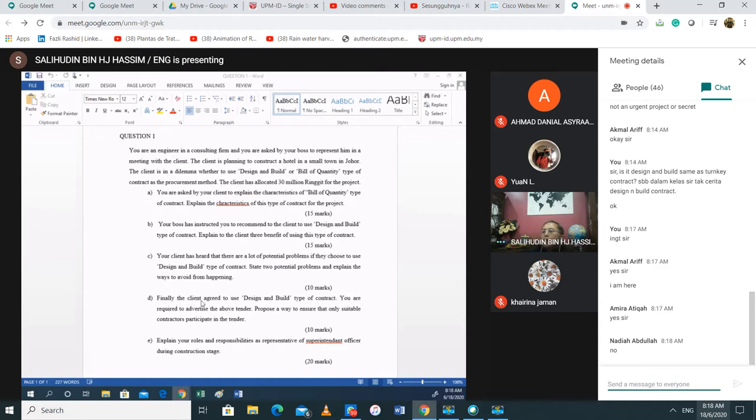Question D, finally, the client agreed to use this bid type of contract. You are required to advertise the above tender. Propose a way to ensure that only suitable contractor participate in the tender. What is the word? Suitable. So you have learned that. Huh? So how to do it? You want to call the contractor? I told you many times what to do. I show you the advertisement also. How to call the tender?